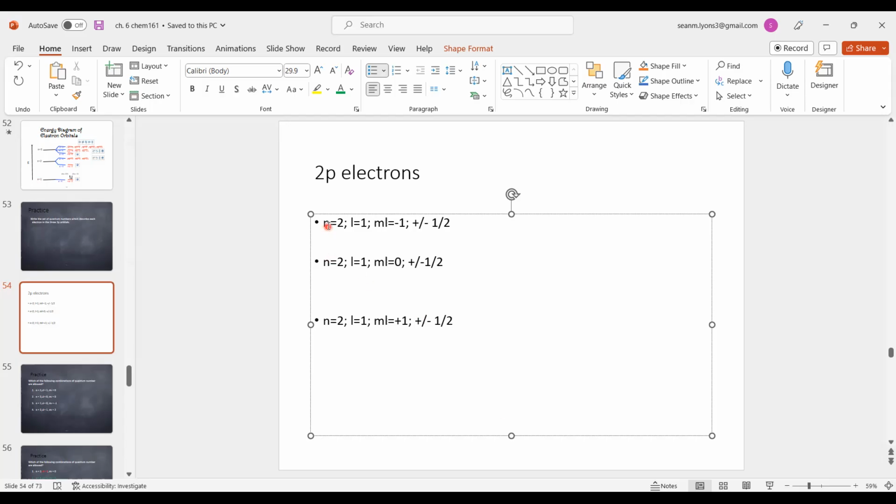So for the p electrons, we'll have n is equal to 2, L is equal to 1 for all of them. But then since we've got 3 different orbitals, the orientation of those is going to be different. So that's why we've got m sub L, negative 1, 0, or positive 1. And then each of those orbitals can hold 2 electrons because we've got 6 total. So to distinguish between each of those electrons in the 3 orbitals, we just have positive or negative 1/2 to represent the spin there. Oops, I didn't actually put it, but that should be m sub s is equal to positive or negative 1/2.